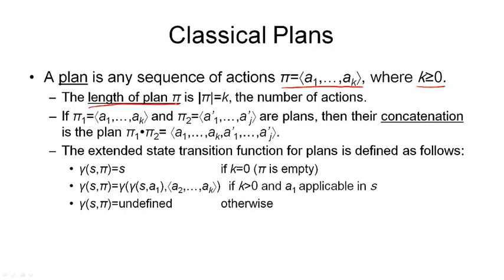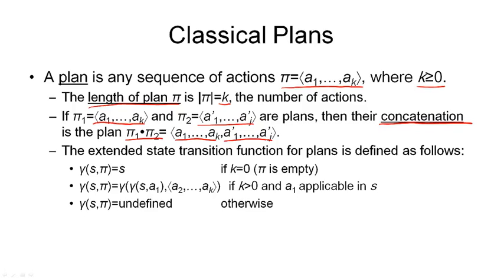The length of a plan then is simply the number of actions it contains, so it is K, where K is 0 or more actions. Given this definition of plans, there's a number of things we can do with those plans. For example, we can concatenate plans. That means if we're given a plan that consists of actions A1 through AK and another plan consisting of A'1 through A'j, then we can define the concatenation of those two plans as simply the sequence of actions consisting of first all those actions from the first plan and then all those actions from the second plan.